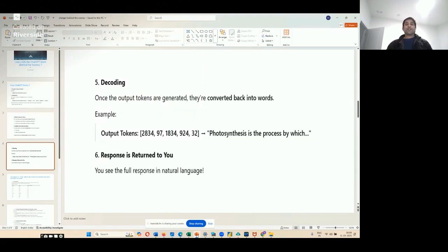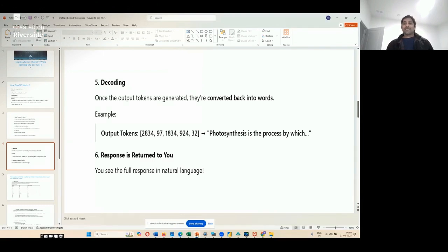Once the output tokens are generated, they are converted back into words. So initially you will have output tokens like 2834971834924432. Once these output tokens are generated, they are converted back into words, like "photosynthesis is a process by which..." and you get the answer completely. So the response is written to you, and you can see this response in natural language.